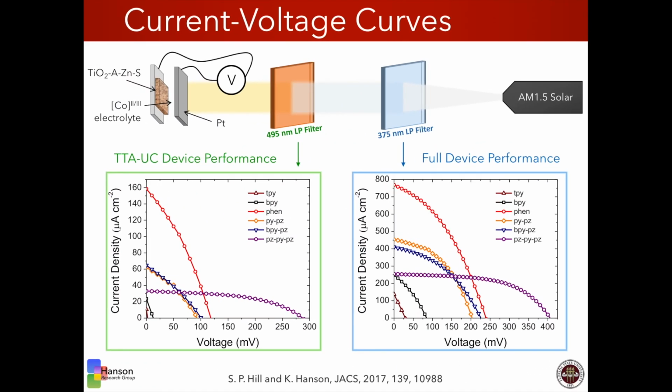Current voltage curves were obtained with each of these mediators in the same bilayer architecture within different solar cells. As you can see here, the device performance on the left corresponds to the isolated upconversion performance inside of the solar cell. As you can see, there's a wide variation in the performance of each of these cells just by changing the redox mediator species.